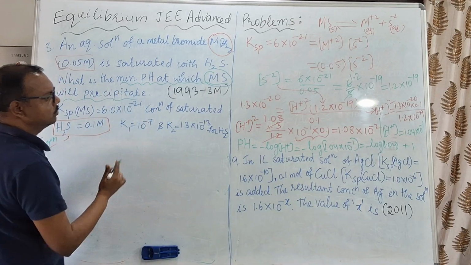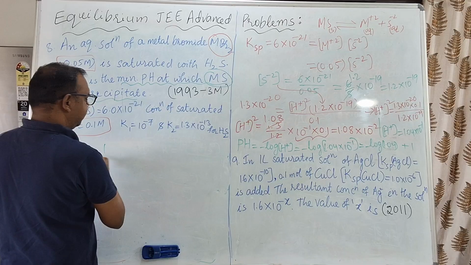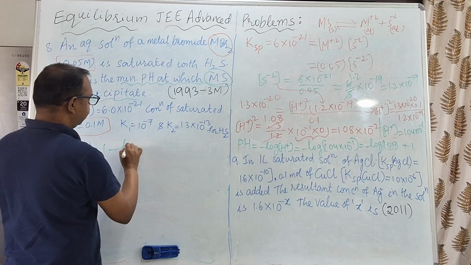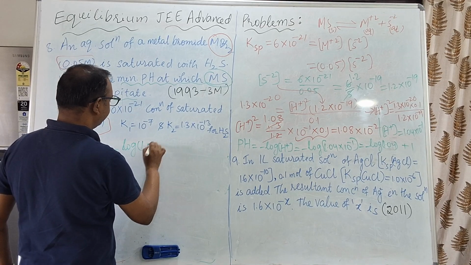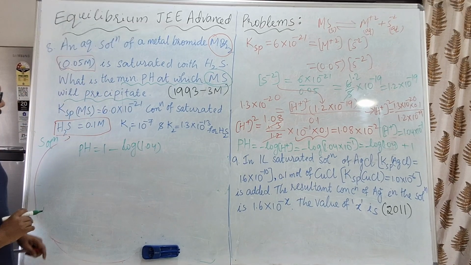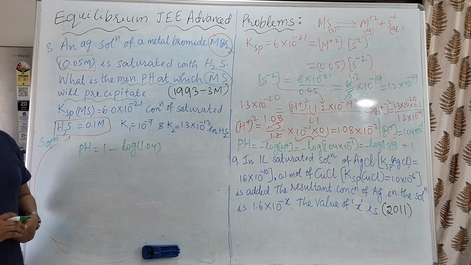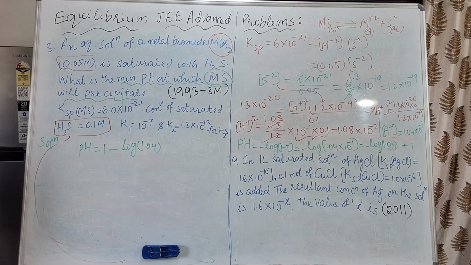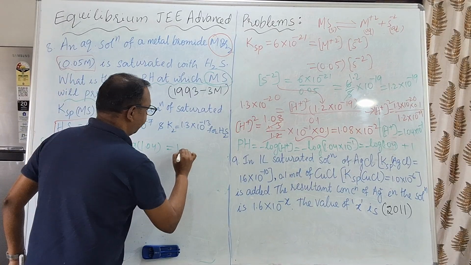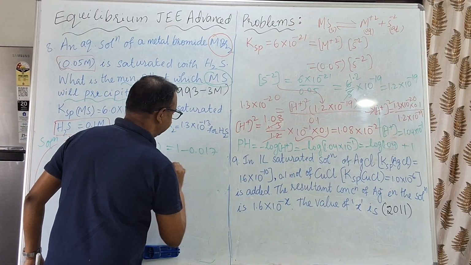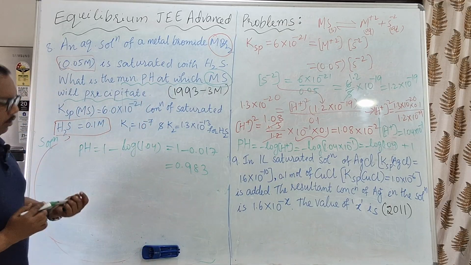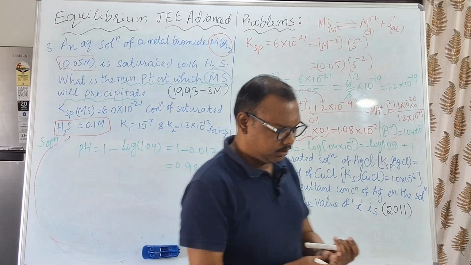It can be written as pH is equal to 1 minus log 1.04. Log 1.04 is equal to 0.017. Therefore, 1 minus 0.017 equals 0.983. This is the overall value of pH.